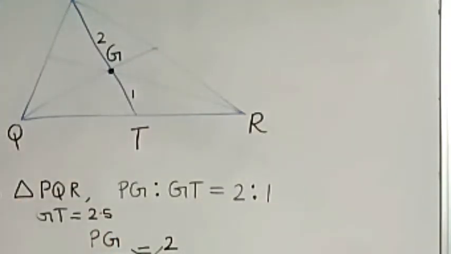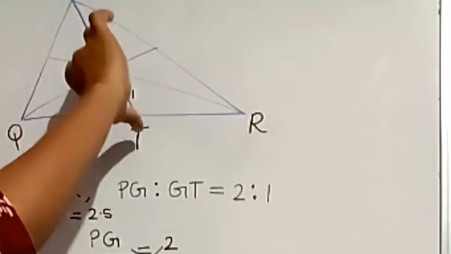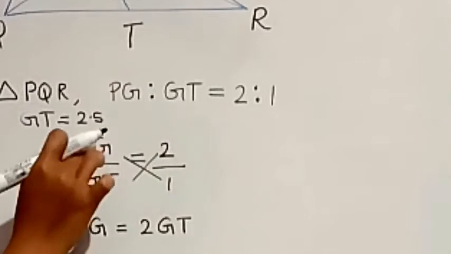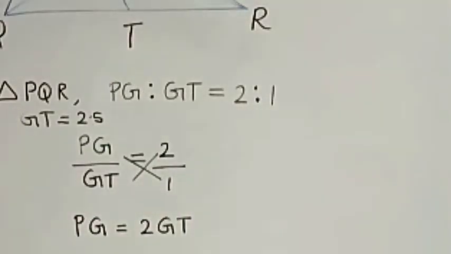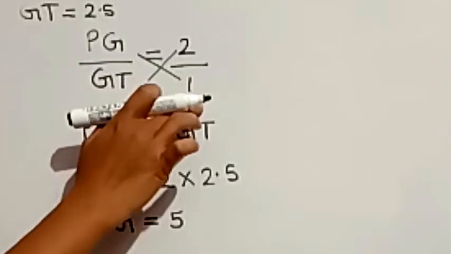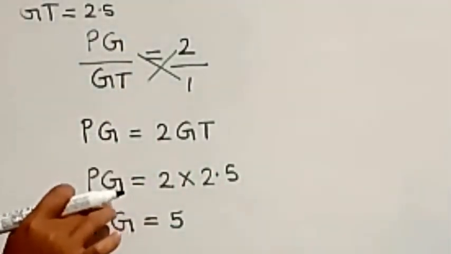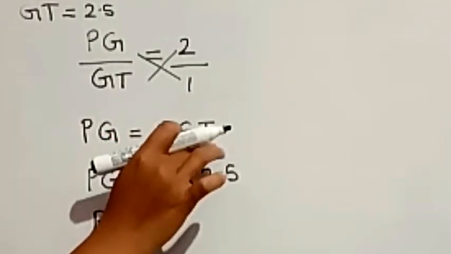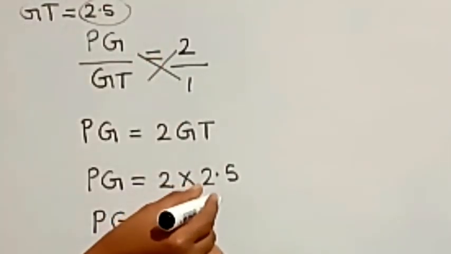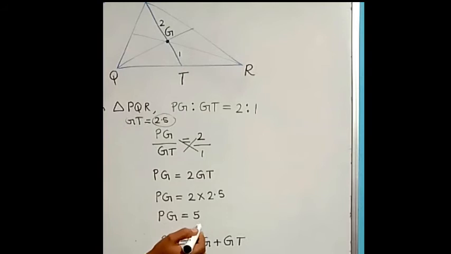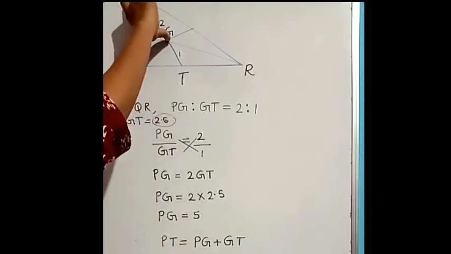This is given. Now we know in triangle PQR, PG is to GT, that is PG is to GT is equal to 2:1. Now PG upon GT is equal to 2 upon 1. Cross multiplication: PG into 1 is PG, GT into 2 is 2GT. So PG is equal to 2 into GT, which is 2.5. 2 into 2.5 is 5. So PG is equal to 5. We have got PG. This distance is equal to 5.